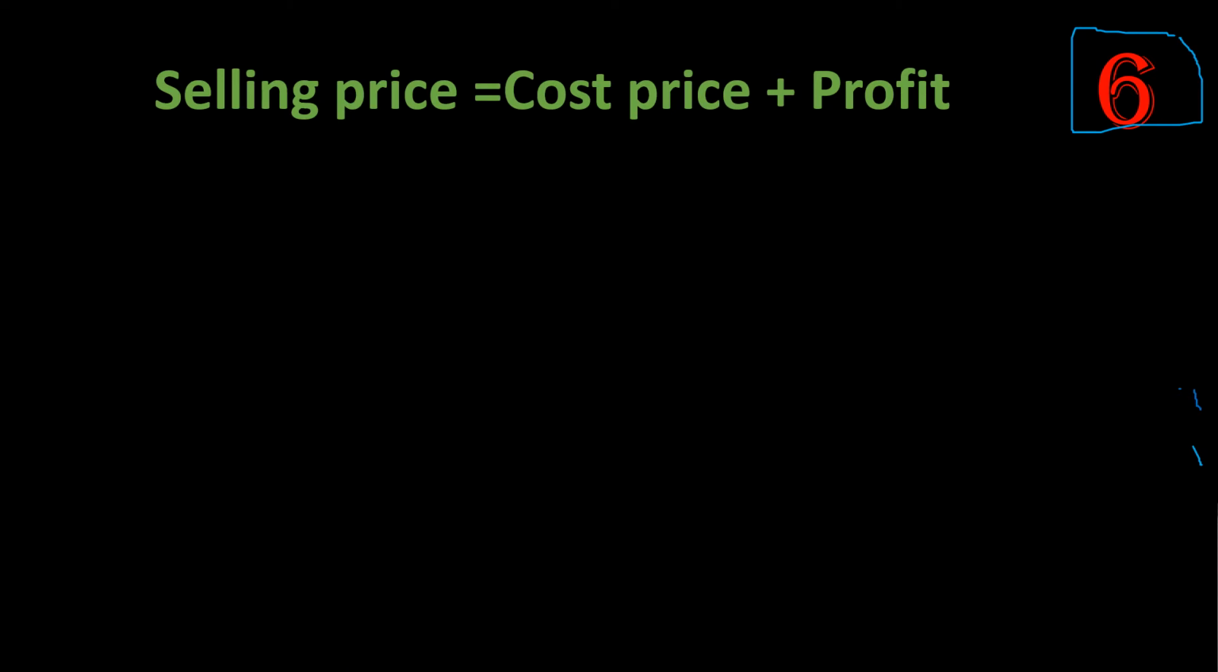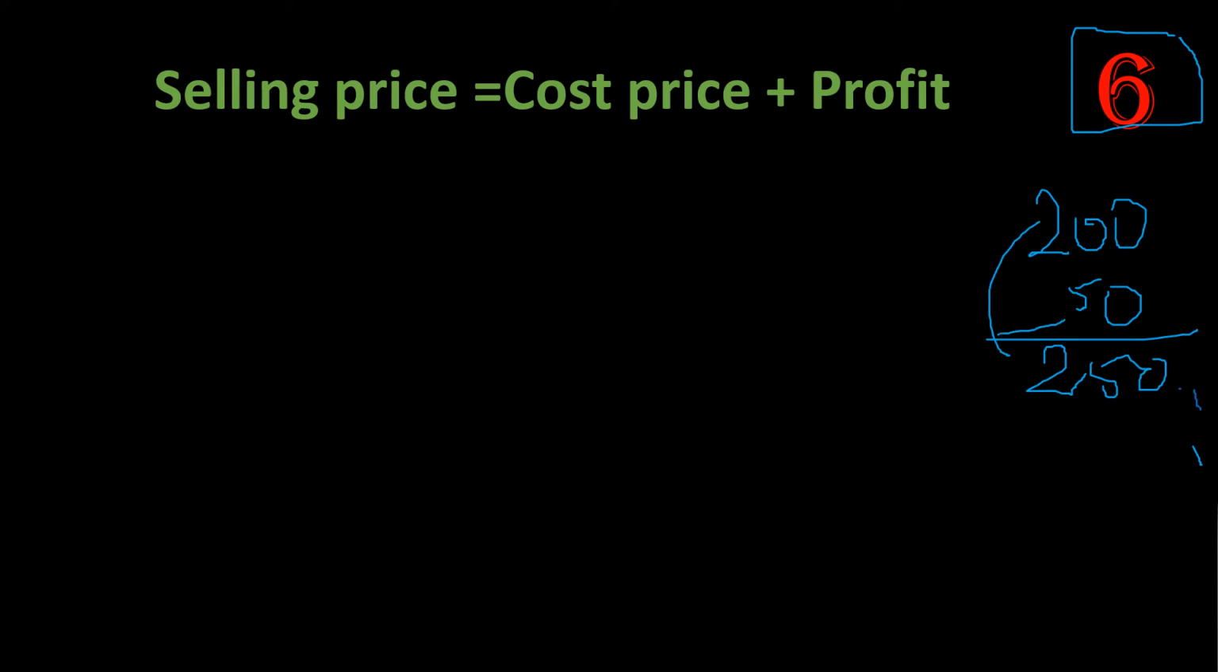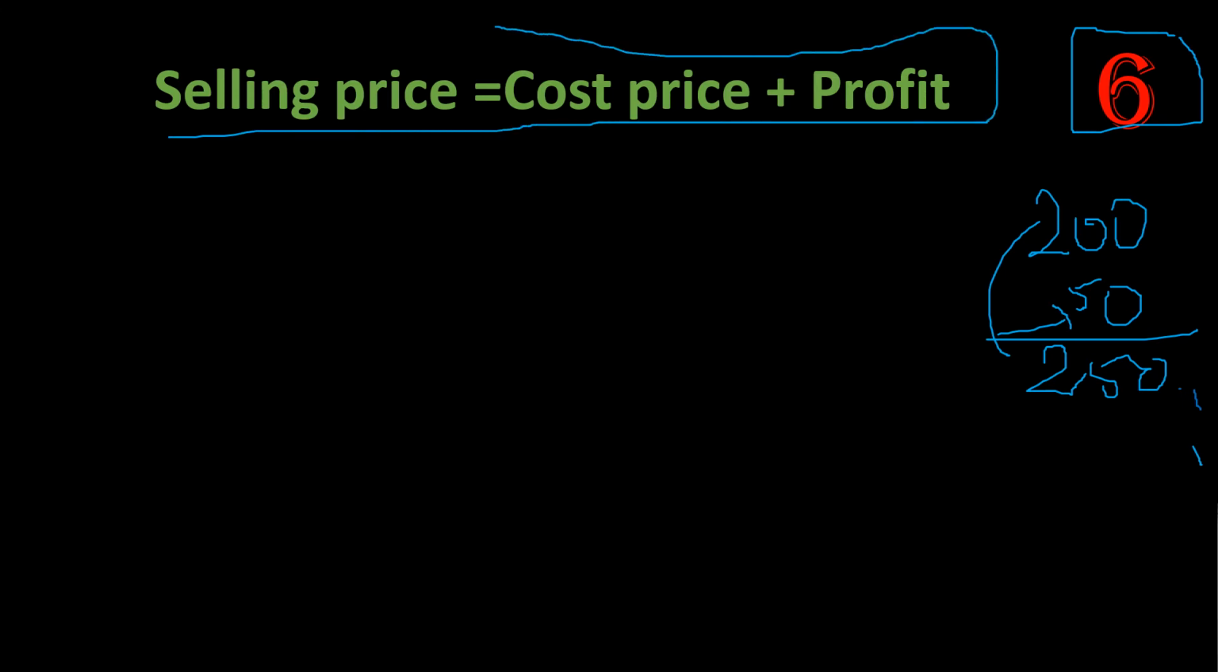So first, I am purchasing a shirt for rupees 200 and I am selling it for rupees 250. Here rupees 50 is my profit. So the selling price is equal to cost price plus profit. This is the simple formula that selling price is equal to cost price plus profit. We already know this.